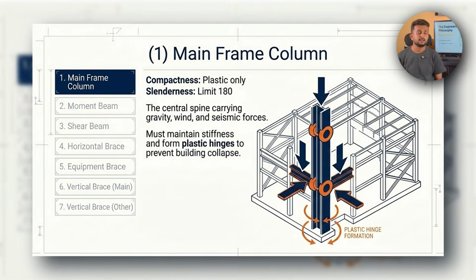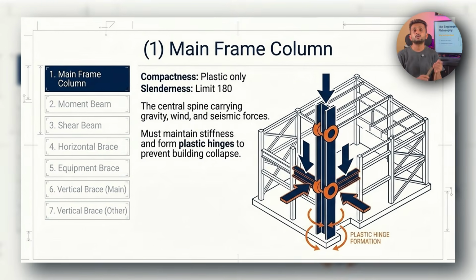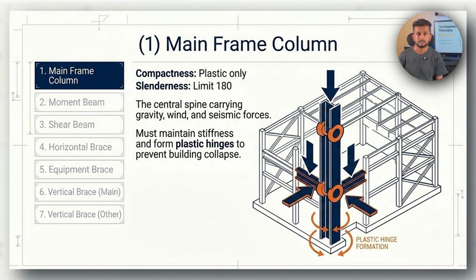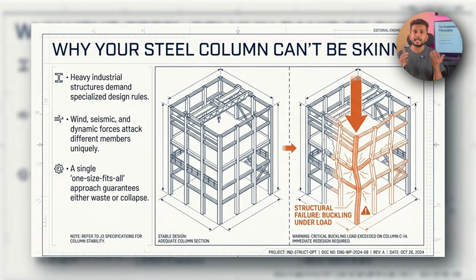See, let's see here. Column, which we have to design in terms of plastic section. Slenderness limit is 180. See, the column is the spine of your structure. It carries gravity loads, bending from the wind and seismic forces. Everything comes through here. See, if a column fails suddenly, the whole building can come down.